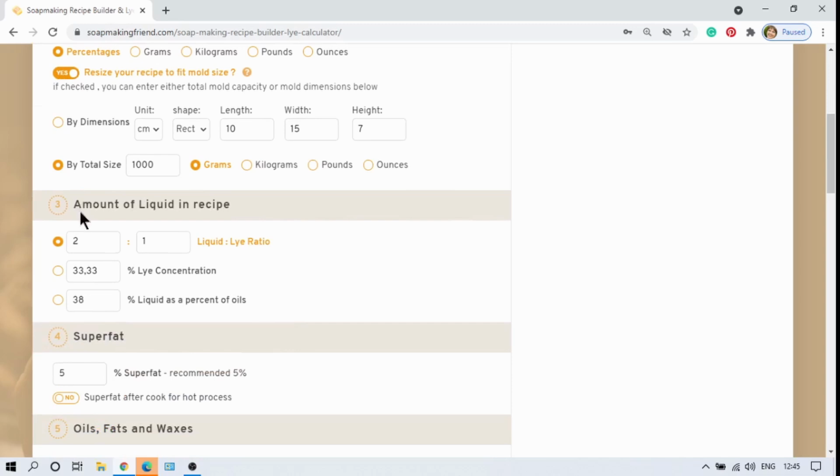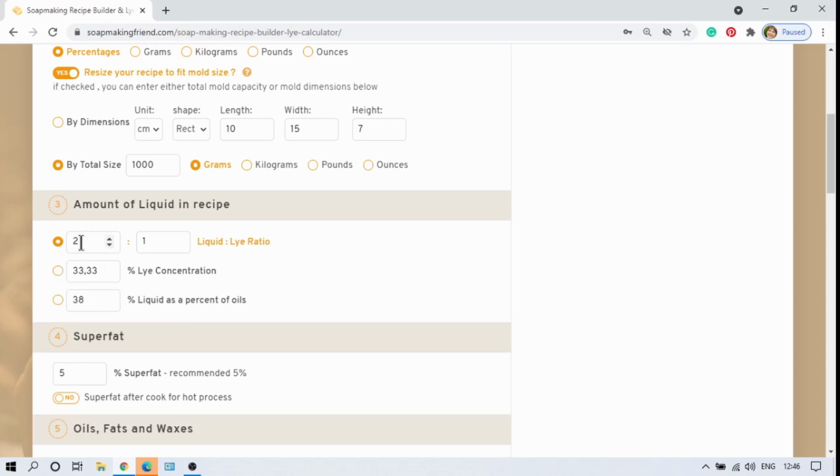Next, you need to decide how much liquid to use in your recipe. Now normally a 2:1 is a good ratio for beginner soap makers. You can decide if you want to use the liquid to lye ratio or the lye concentration. I have not encountered anybody that used the liquid as a percentage oil before. So there is an option for that. I've never used it. Depending on these two, you will see if you change one, the other one changes accordingly as well.